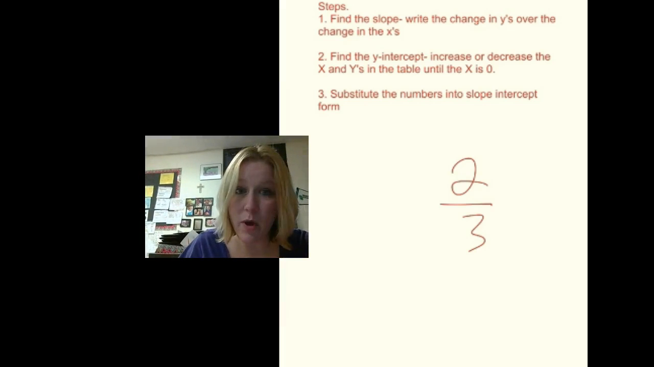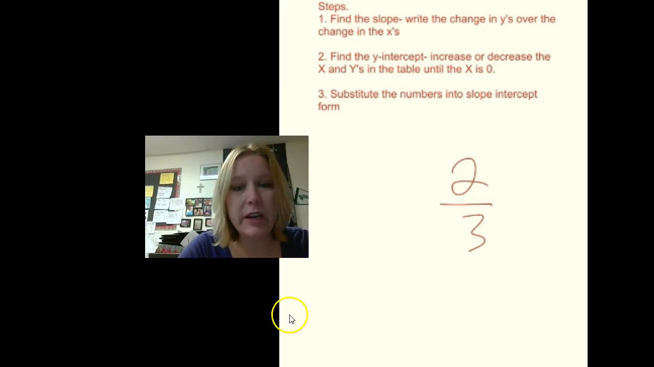Step 2, find the y-intercept. Increase and decrease the x and y's in the table until you get x as 0, because that's going to help you find that y-intercept. Then once you have your slope and your y-intercept, you're ready for the third step, which is to substitute your numbers into that slope-intercept form. So you're going to take what you got and put it into your slope-intercept form, which is like what you're seeing here on the video.